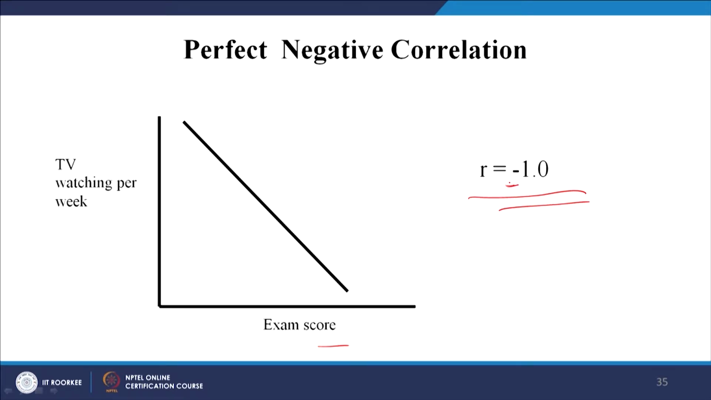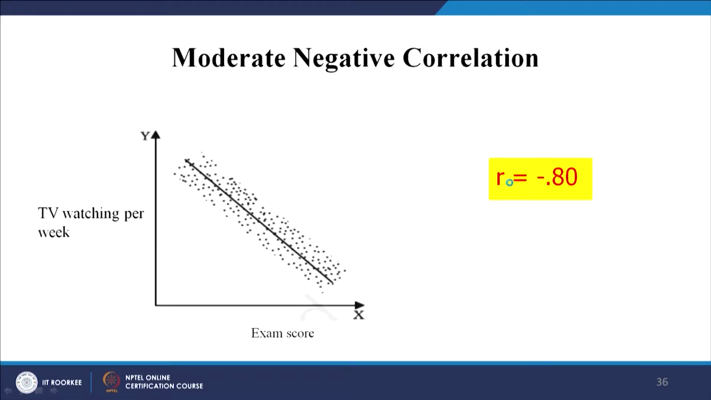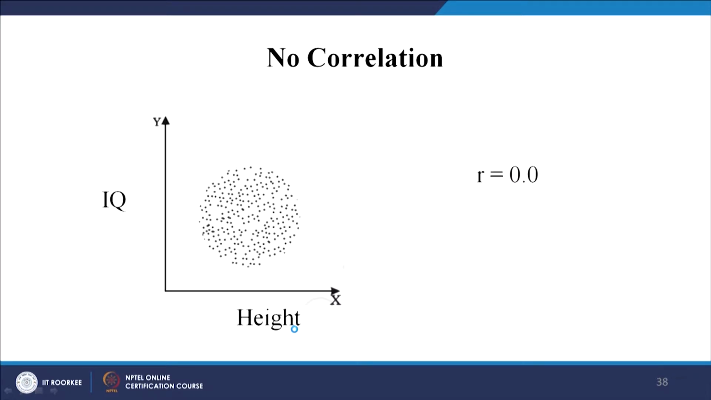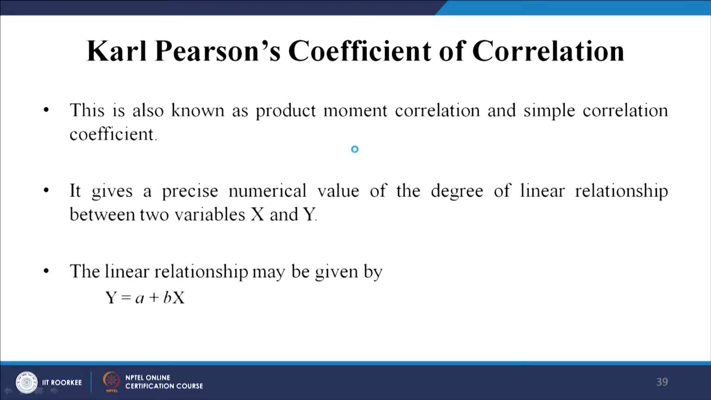That means, if one increases, the other decreases. Moderately negative similarly, so -0.8, right, no correlation. So, here you see IQ and height, is there any relationship with IQ and height? Well, if I draw, what is the correlation coming? Nothing. So, the best method of measuring statistically is called the Karl Pearson's method of coefficient of correlation, right.